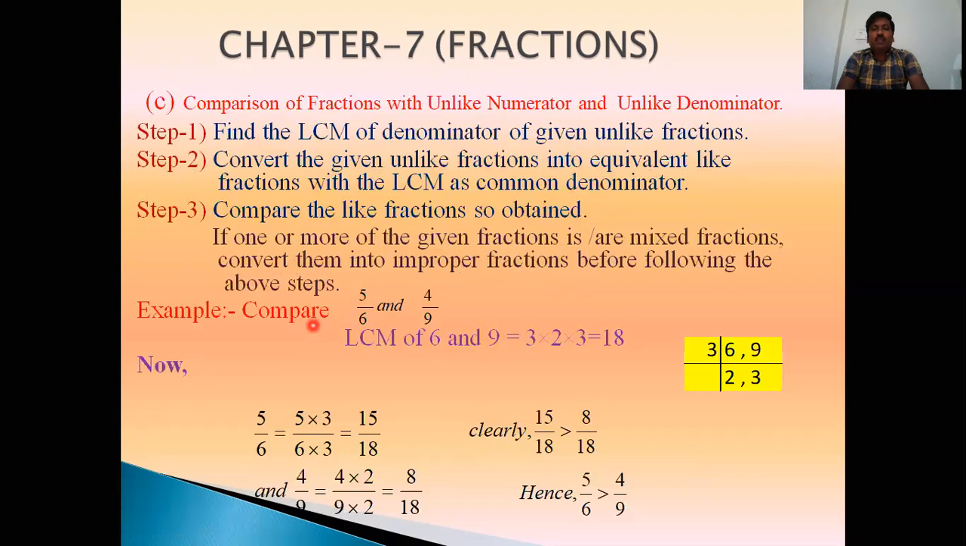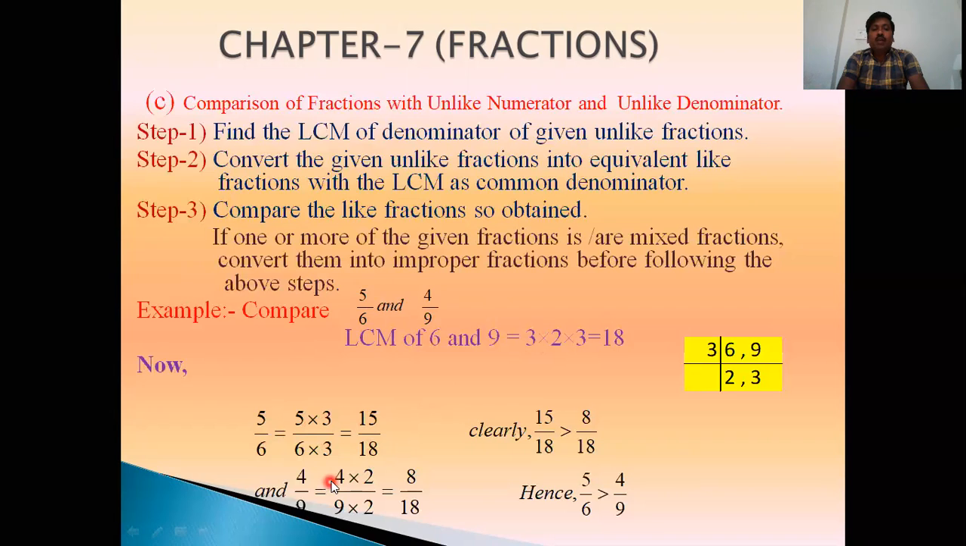Now, let us take an example to understand this type of comparison. Compare 5 by 6 and 4 by 9. According to this, first we shall find the LCM of 6 and 9. LCM of 6 and 9 is 3 into 2 into 3, which means 18. This is the long shortcut method to find it. Now 18. To make 5 by 6 an equivalent fraction, 18 divided by 6, we get 3, and 3 is multiplied to the numerator and the denominator, we get 15 by 18.